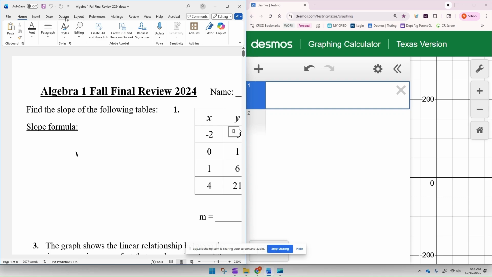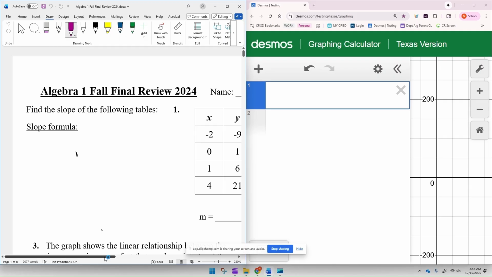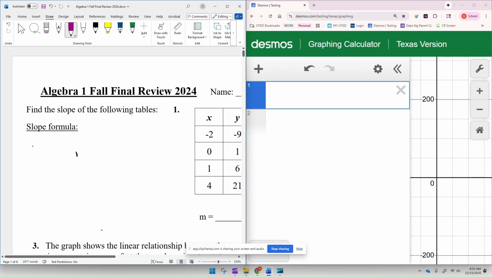The first questions on the review guide are basically finding the slope from a table. To remind yourselves, the slope formula, which you will be given on the STAAR reference material, is m equals y2 minus y1 over x2 minus x1.